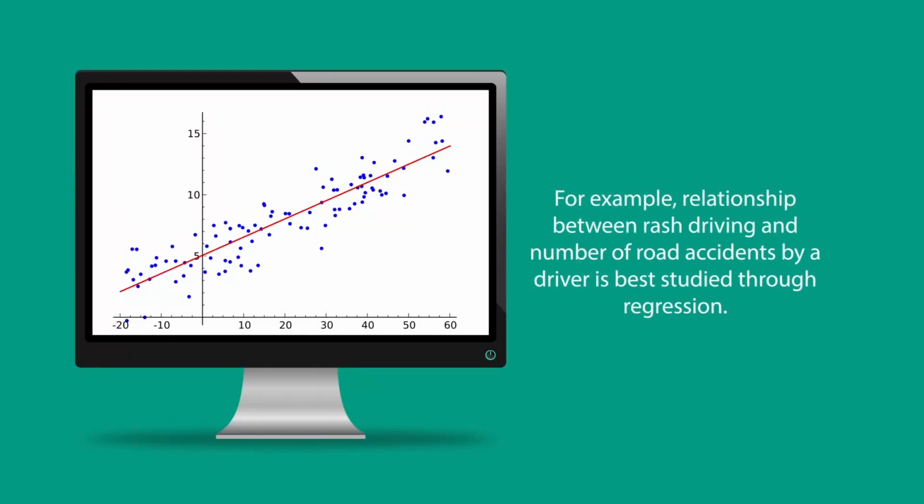And there are some very good examples of this cause and effect relationship. When we are talking about rash driving, the number of road accidents by drivers is best studied through regression analysis, because the more you do rash driving, the more there could be an increase in road accidents by the driver. So this is one of the cause and effect relationships which forces the analyst to go for the regression analysis.